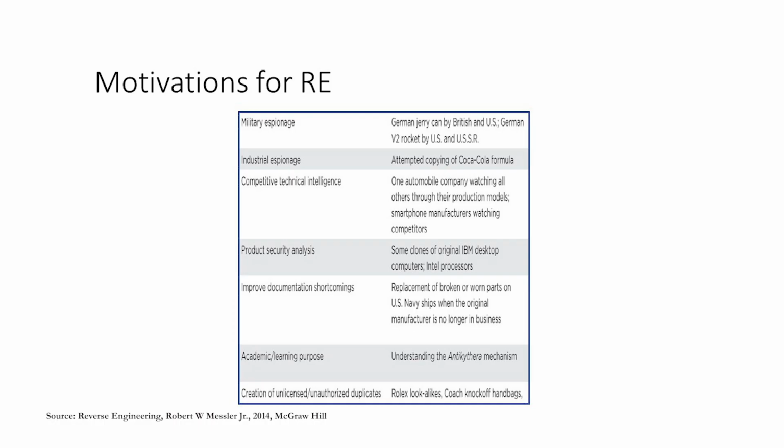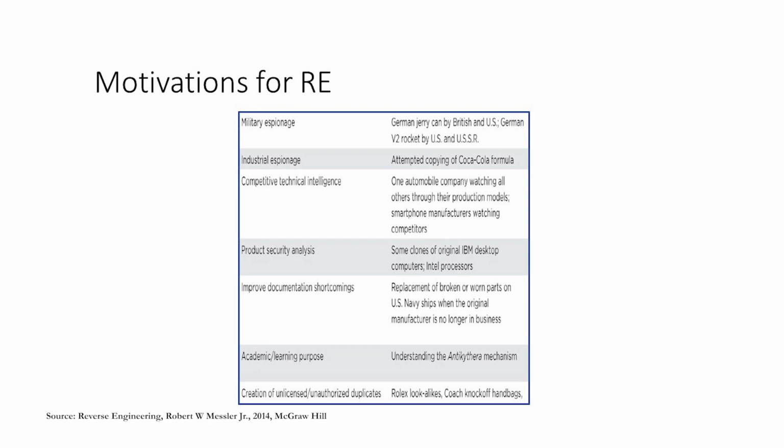An example is the German jerry can, which was reverse engineered by the British and the Americans. The German V2 rocket was reverse engineered by the US and USSR. Again, people have tried to copy the Coca-Cola formula, which is an example of industrial espionage. These days, a lot of companies indulge in competitive technical intelligence, which is watching all others through their production models.